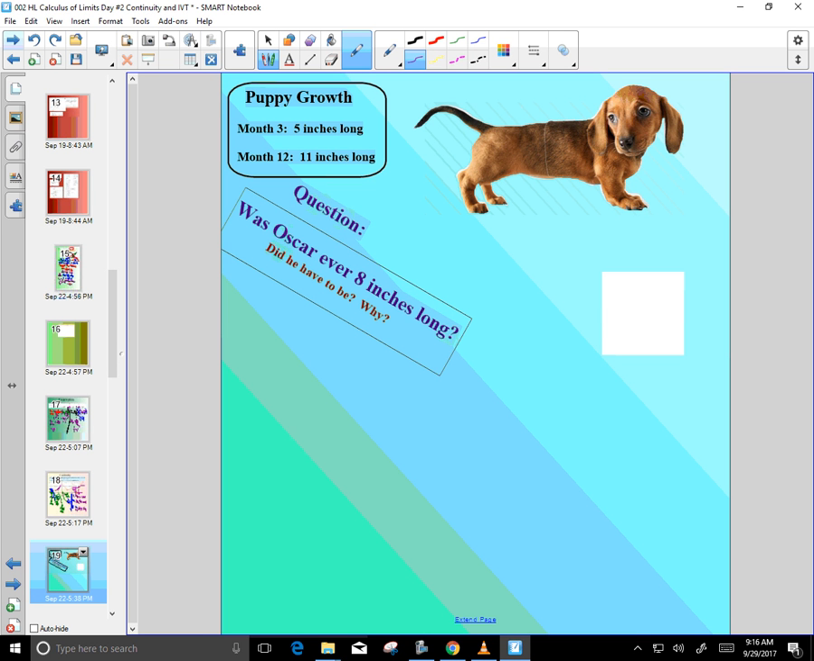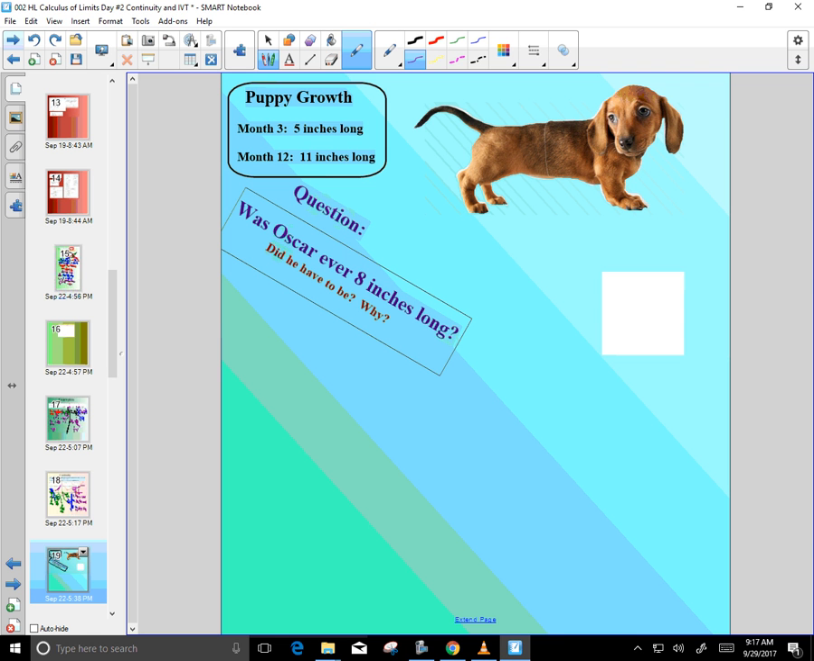All right, one last thing. Puppy growth. This is not a true story, and I want that on the record. Okay. So let's say you had a puppy, and at month 3 he was 5 inches long, and in month 12 he was 11 inches long. Was there a time, and his name is Oscar, by the way, was there a time when he was 8 inches long?